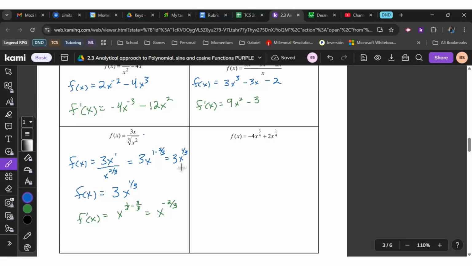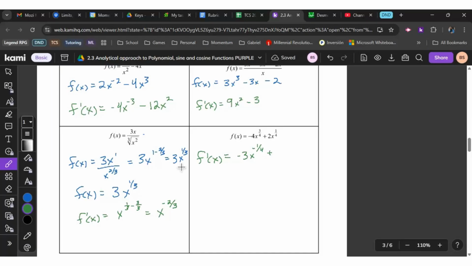This next one, do I need to rewrite it? No, it's already in a polynomial form. We just got to actually take the derivative. The hard part is that now we've got to do that with a bunch of fractions. So negative 4 times 3/4. Who can do that one? Negative 3, exactly. Now probably the trickier part, 3/4 minus 1. Negative 1/4. Perfect.